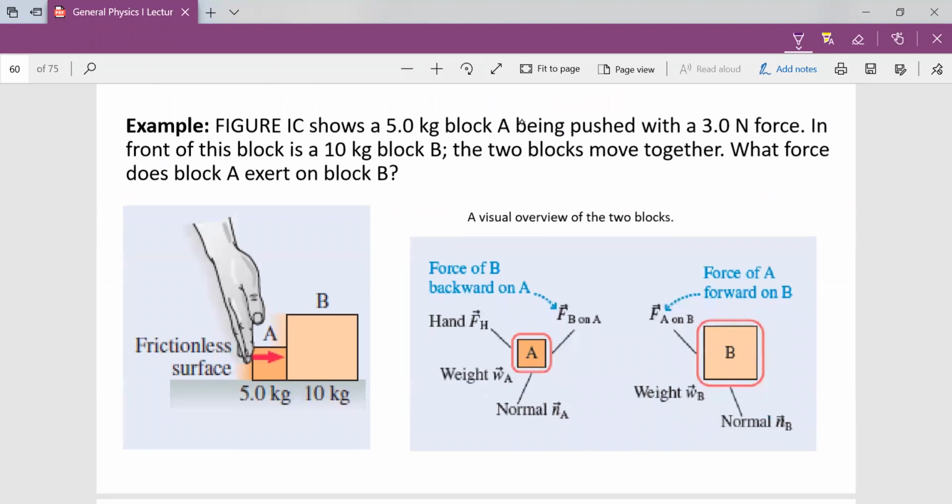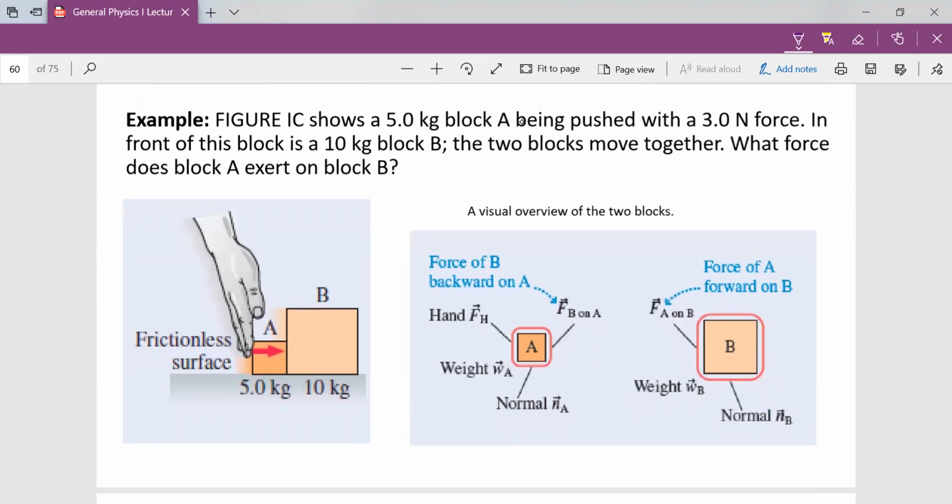So let's quickly look at the first example. In figure 1C, that's what I named it. It might not be the same label in our test, but it's also an example in our textbook. So figure 1C shows a 5 kg block A being pushed with a 3 Newton force. In front of this block is a 10 kg block B. The two blocks move together. What force does block A exert on block B?